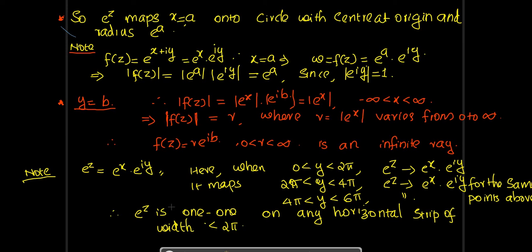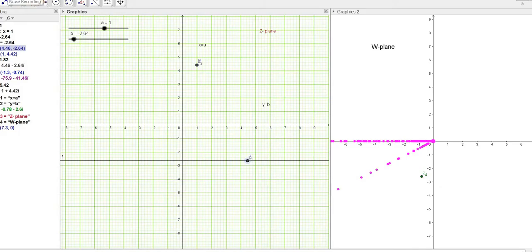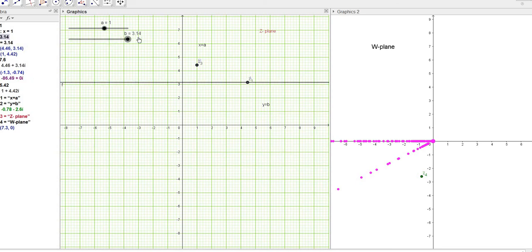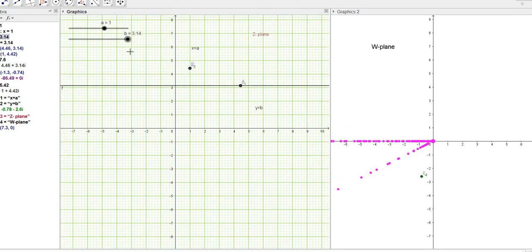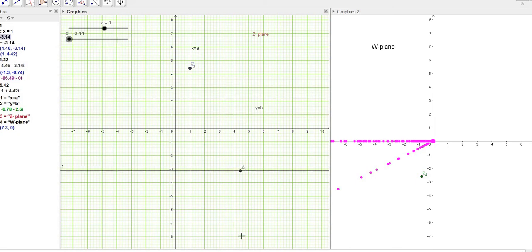And in order to make it one-one, then only we can see the analyticity and all other properties. So in order to make it one-one, we are choosing a horizontal strip with the width less than 2 pi. When y equal to b, this b varies from minus pi to plus pi. This is the line y equal to plus pi, and this is the line y equal to minus pi.